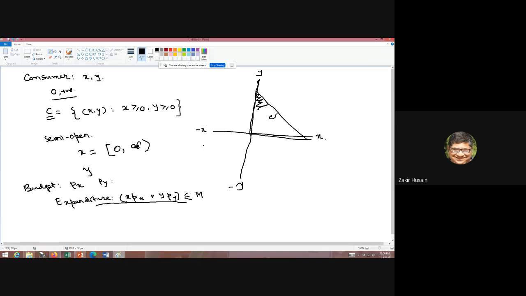The entire triangle. See, note now that it is closed. It can be these points, it can be these points, also these points. And of course, you can have the interior points. What is the nature of this set? Convex or concave? It is a convex set. In fact, it is strictly convex, right?